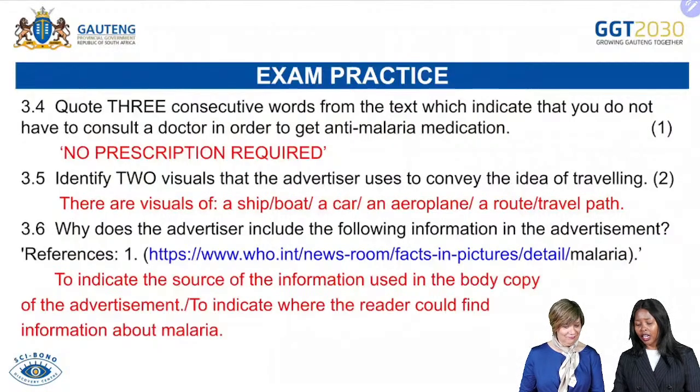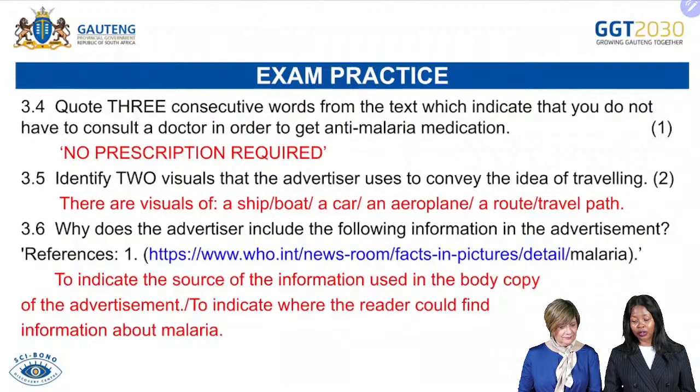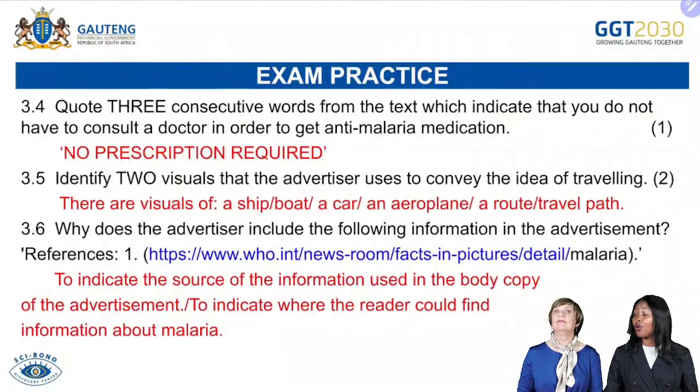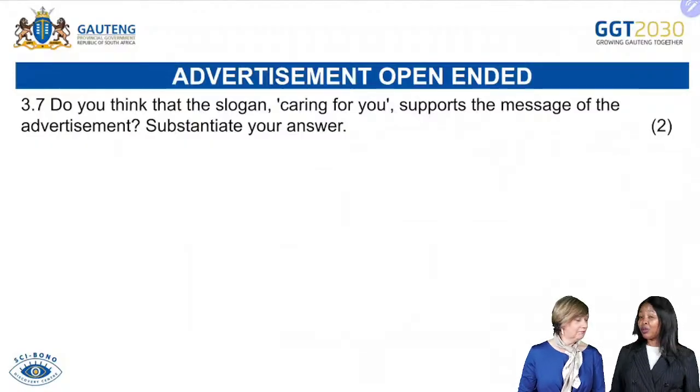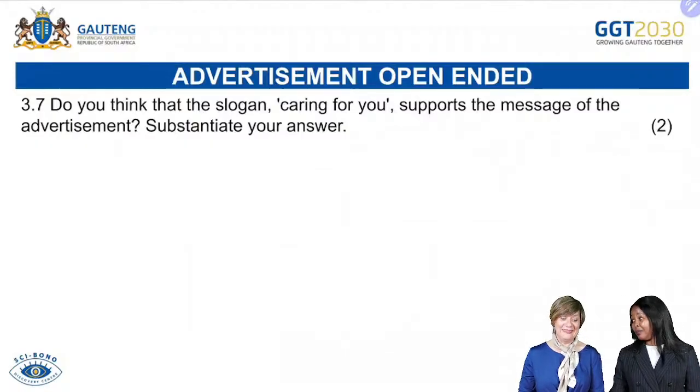100% agree. On the last one, the question was, why does the advertiser include the following information? And the answer is to indicate source of the information used in the body copy of the advert, or better yet, to indicate where the reader could find more information about malaria, which is likely what Liz has explained to us. Then finally, we move to the open-ended question.